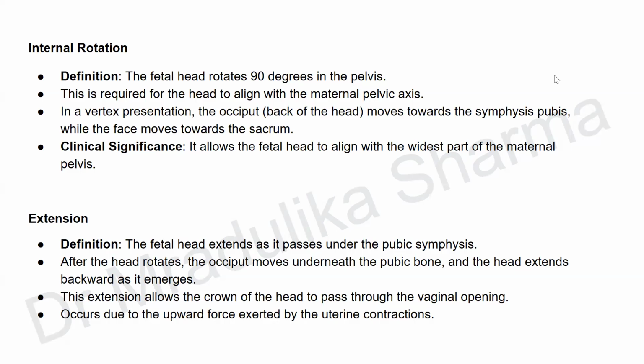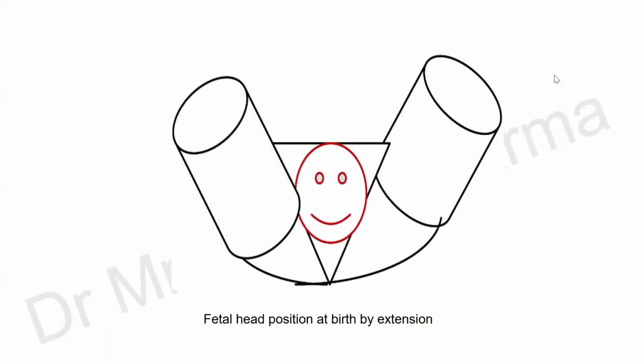Now the extension. Here the fetal head extends as it passes under the pubic symphysis. After the head rotates, the occiput moves underneath the pubic bone and the head extends backward as it emerges out of the pelvis. This extension allows the crowning of the head to pass through the vaginal opening. It occurs due to the upward force exerted by the uterine contraction. Now, this is the pictorial representation of the fetal head position at birth by extension.